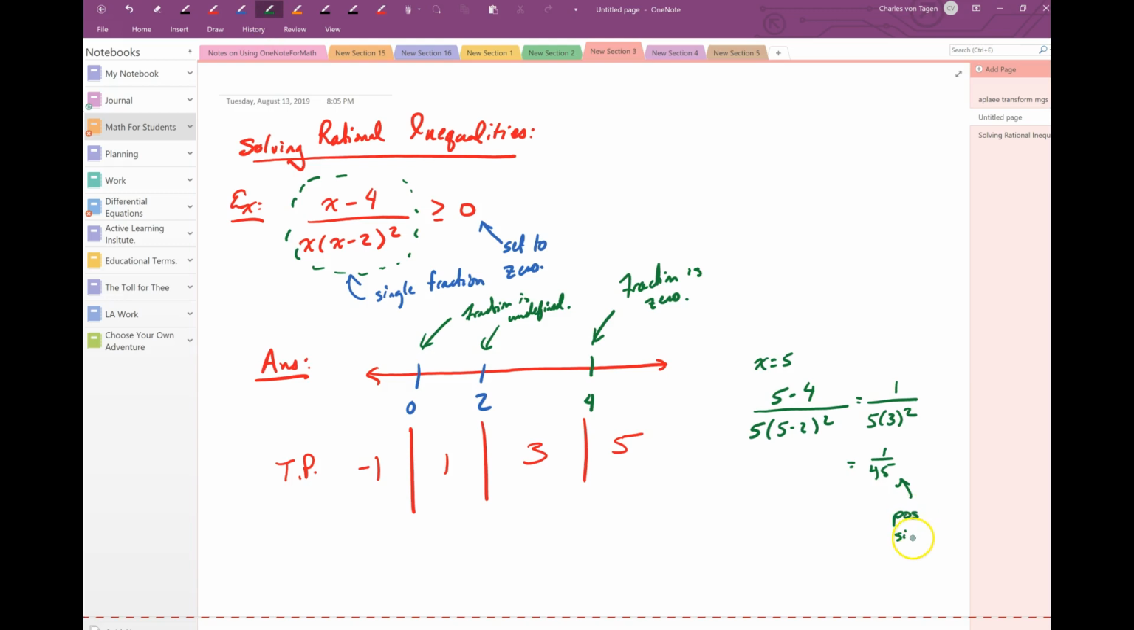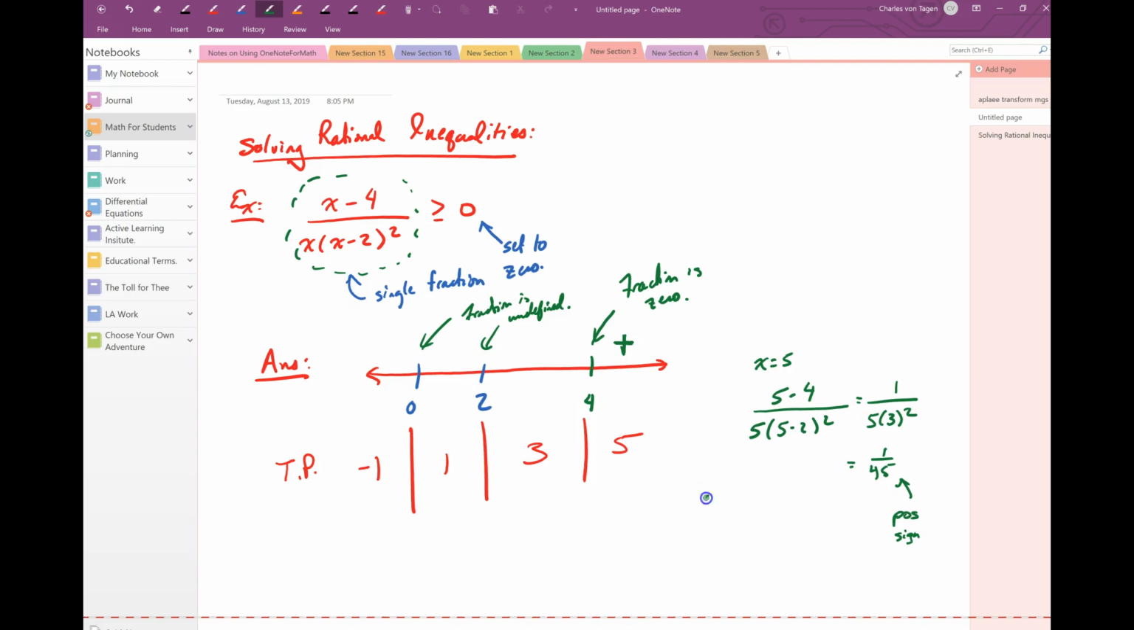It's going to have a positive sign. So regardless of what value I picked for x, here I chose 5, but as long as it was within this interval, when I evaluate this fraction, I'm going to get a positive sign. So let's go ahead and put a plus sign there, meaning any point chosen from within this interval will give me that positive sign. So we continue.